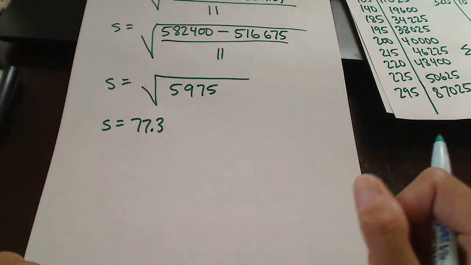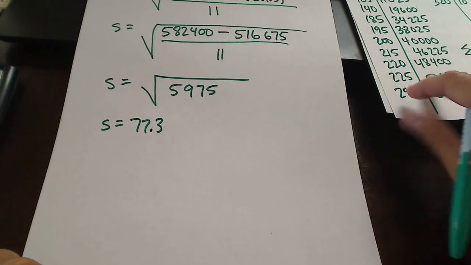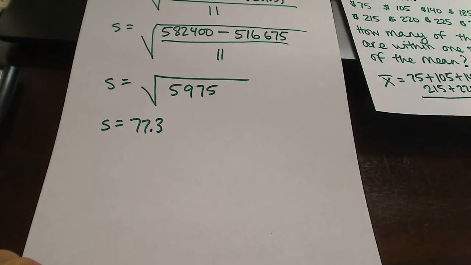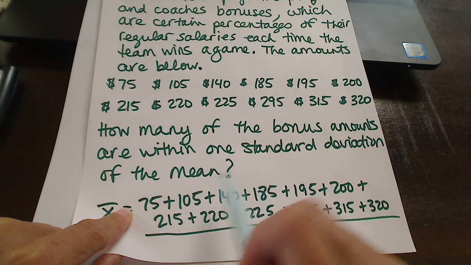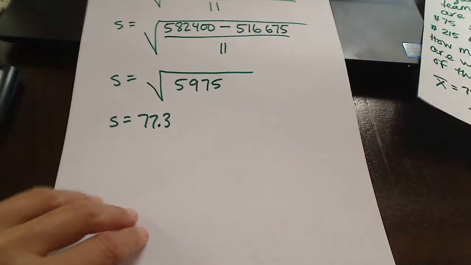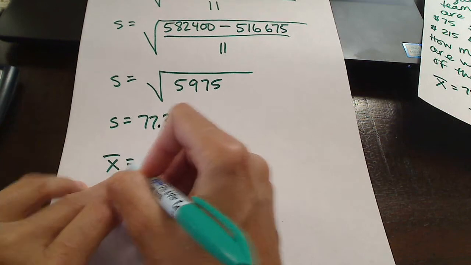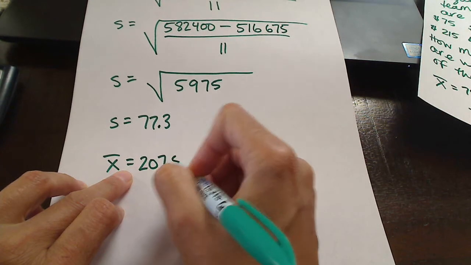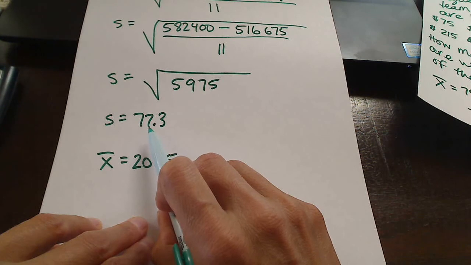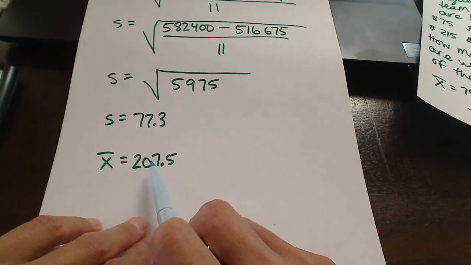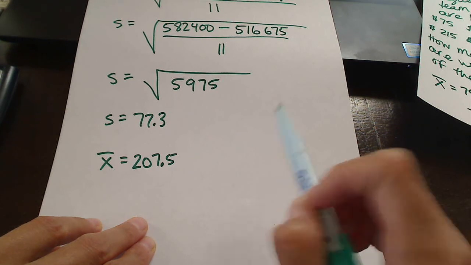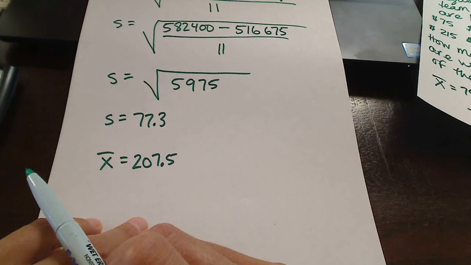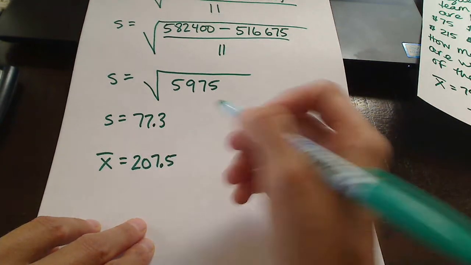Okay, now in this problem, they weren't asking us for the standard deviation. They were actually asking for how many of the bonuses lie within one standard deviation of the mean. Okay, so what we need to do is analyze this. So the mean was 207.5 and our standard deviation is 77.3. So that means we're going to look one standard deviation above, which is adding 77.3, and one standard deviation below, which is subtracting it, and we're going to see which of those bonuses lie within that region.